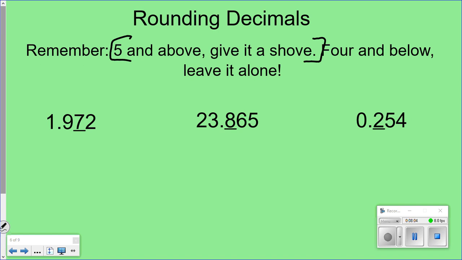So we're going to look at rounding decimals quickly. We're going to do this one first, and we're going to do that one together as a group. If you want to write that one in your notebook, you can. 1.972.